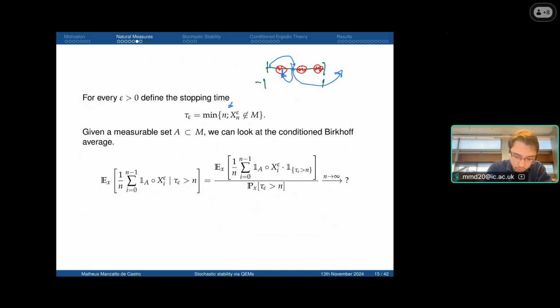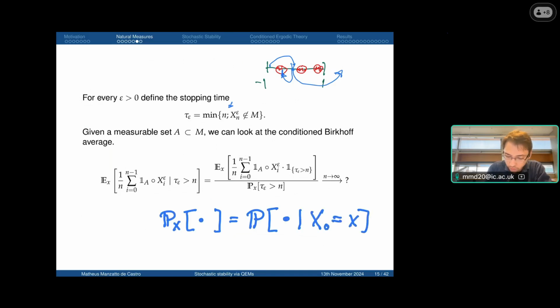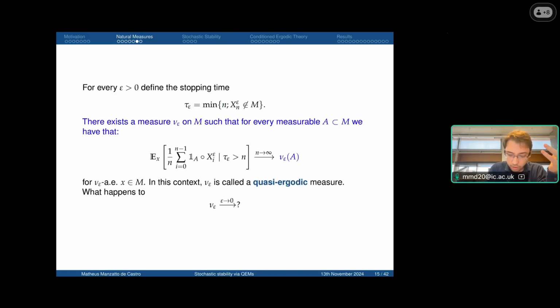So I did not really write here, but this P_x here means just the probability of something happening given that your chain starts at x, okay? So I would like this, as n goes to infinity, to converge to something. So for us, the theory of absorbing Markov chains studies exactly this type of conditioned Birkhoff averages. And there is a measure to which this converges, which is called a quasi-ergodic measure.